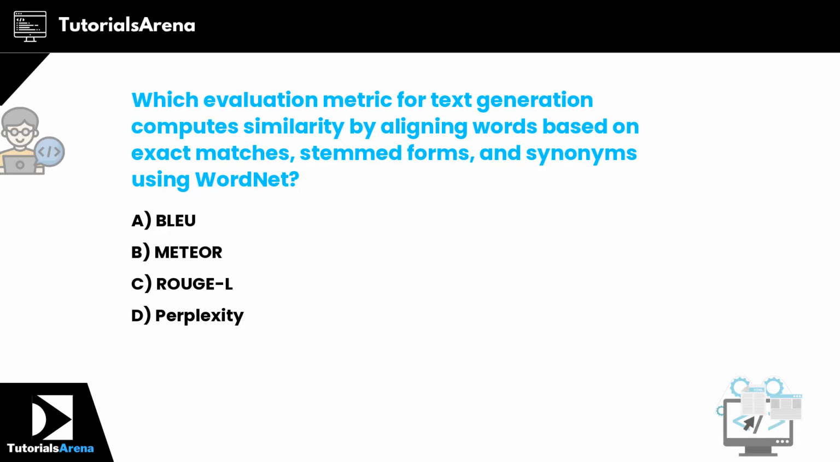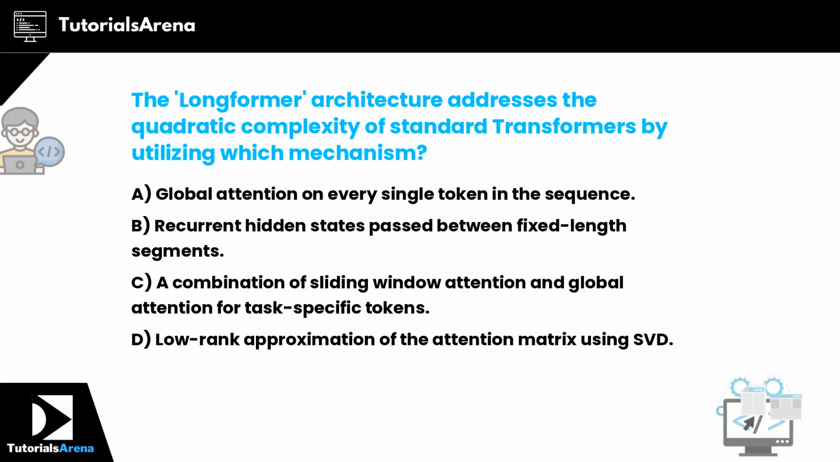Which evaluation metric for text generation computes similarity by aligning words based on exact matches, stemmed forms, and synonyms using WordNet? The correct answer is option B, Meteor. The Longformer architecture addresses the quadratic complexity of standard transformers by utilizing which mechanism? The correct answer is option C. A combination of sliding window attention and global attention for task-specific tokens.